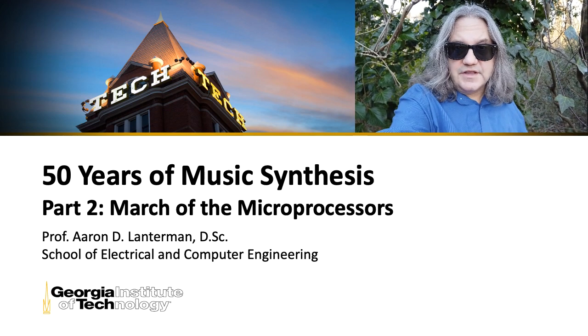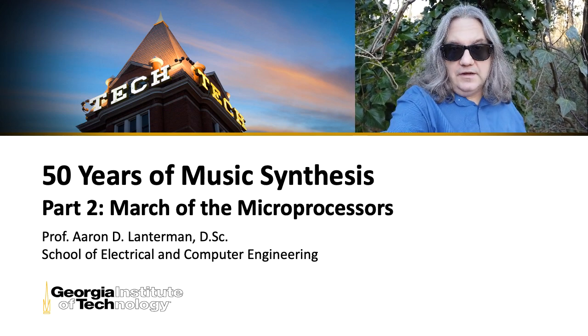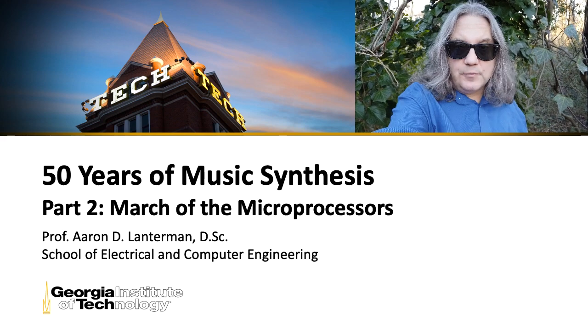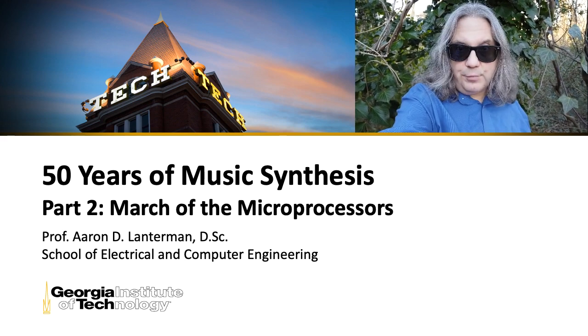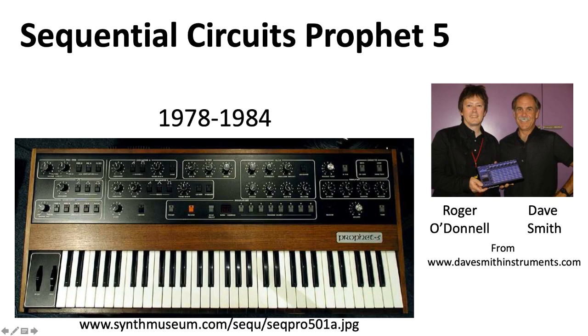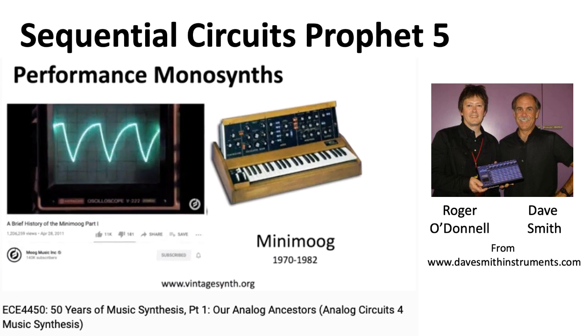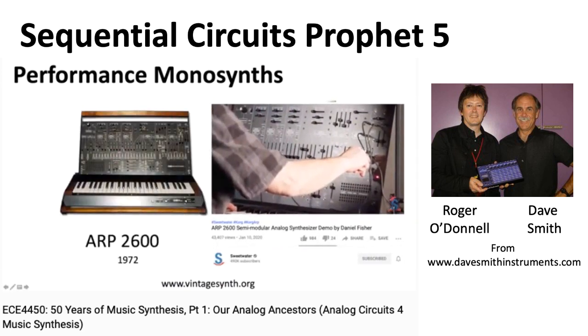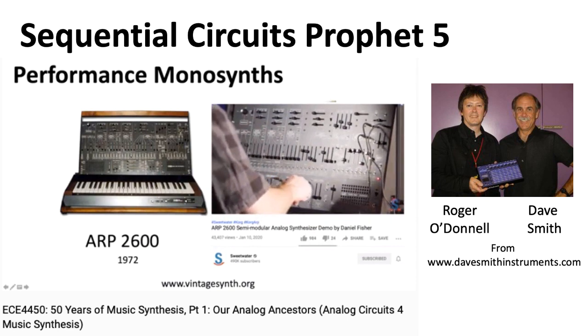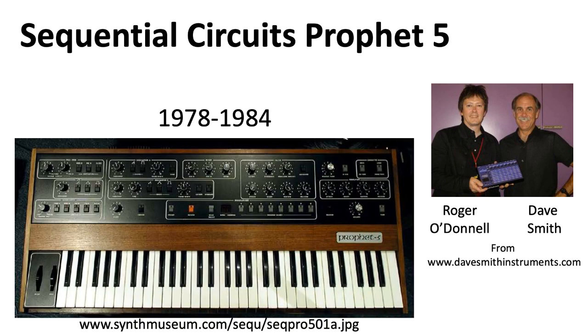In the first part of this lecture, we discussed early analog technology. In this part, we will discuss the influence of microprocessors. In terms of the parts of the circuitry that actually generate sound, the Sequential Prophet 5 is very much like the ARP 2600 or the Minimoog or other analog synths that we looked at in the previous part of this lecture series. All of the sound generating circuitry is still analog.